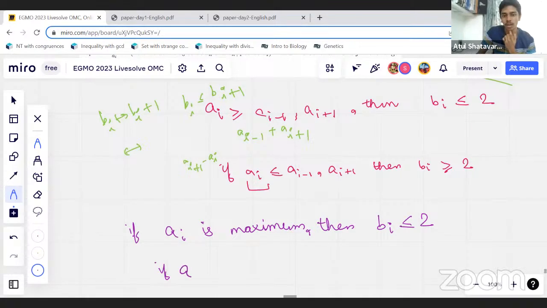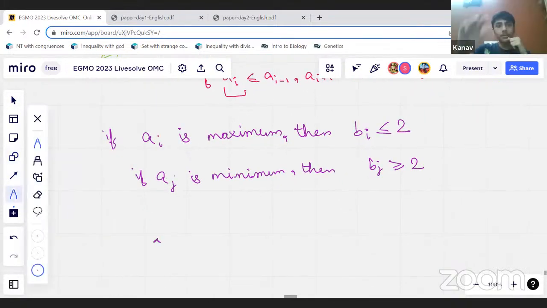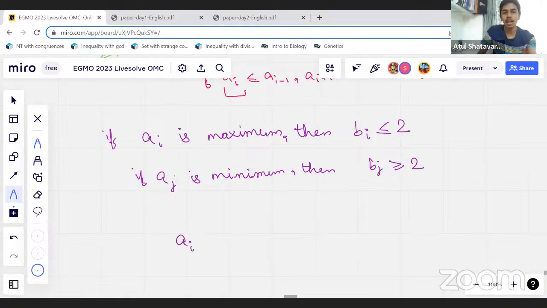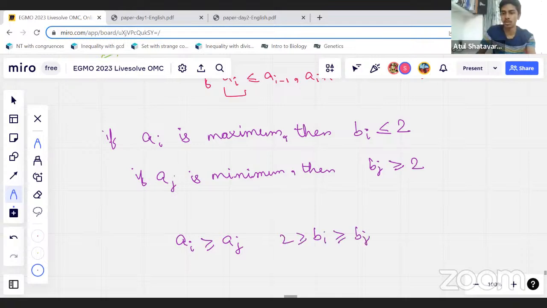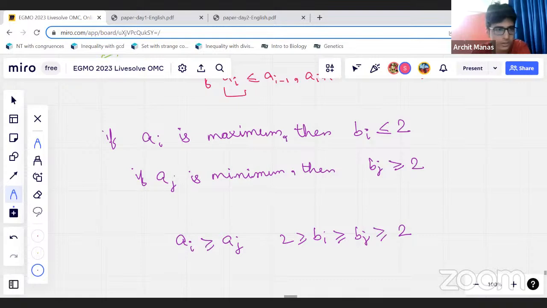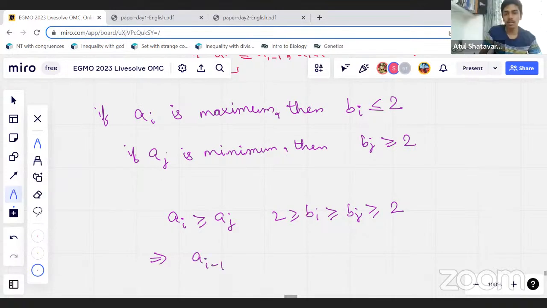And if AJ is minimum, then BJ is greater than or equal. Oh, actually, we don't even need to repeat anything, right? You only get AI minus 1 and AI plus 1. We know AI is at least AJ, because maximum. But this should imply BI is also at least BJ. But this is at most 2, this is at least 2. Equality must hold there as well. Equality holding just gives neighbors are equal. This means AI minus 1, AI plus 1 are maximum also.